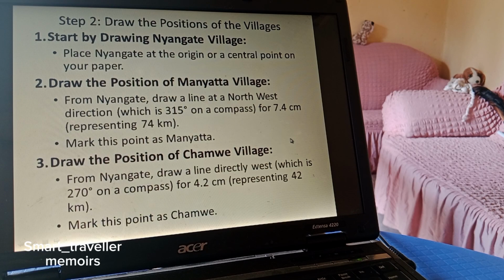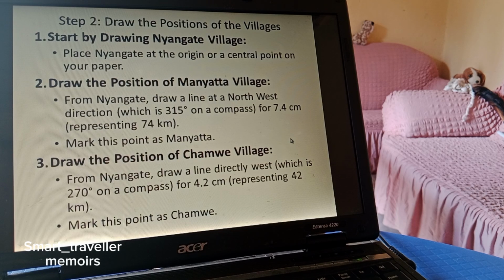Draw the position of Manyata village. From Nyangate, draw a line at a northwest direction, which is 315 degrees on a compass, for 7.4 centimeters, representing 74 kilometers. Mark this point as Manyata.